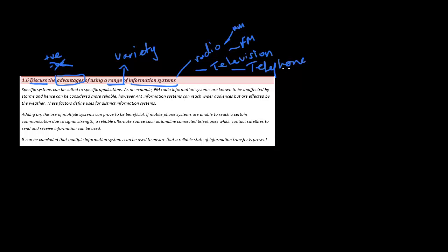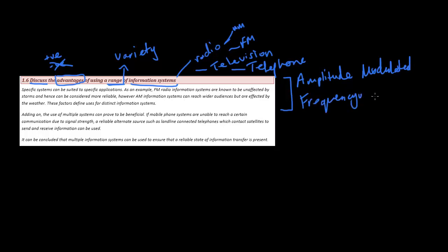Okay, so let's just try that. Specific systems which can be suited. So in my example, what I did is that I talked about the AM and FM radio. So if you guys don't already know, AM is amplitude modulated, so amplitude, and FM is frequency modulated.